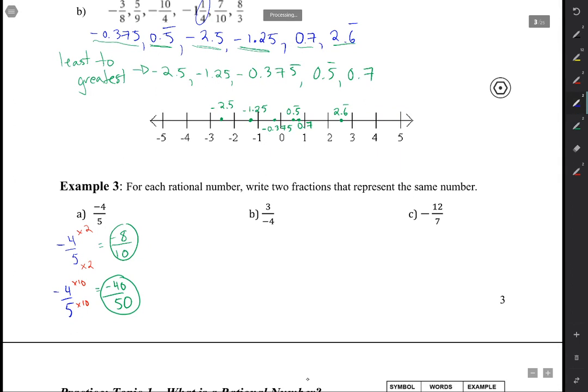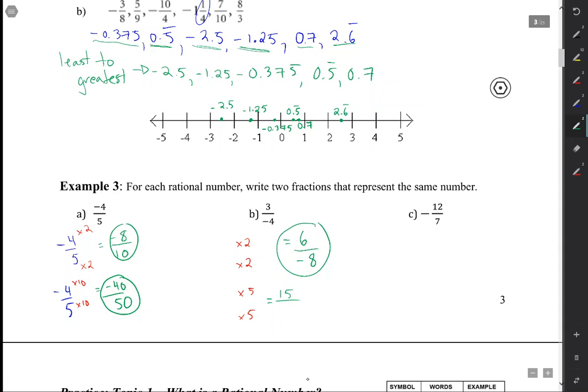For here, first one we're going to times them both by 2. So 3 times 2 is 6. Negative 4 times 2 would be negative 8. So that would be one of our answers there. And for that one, I just timesed it both by 2. Let's do, how about we times by 5 this time on the top and the bottom. So 3 times 5 is 15. Negative 4 times 5 is negative 20, and we're done there.